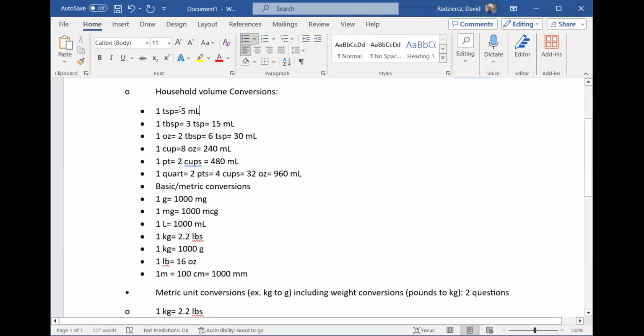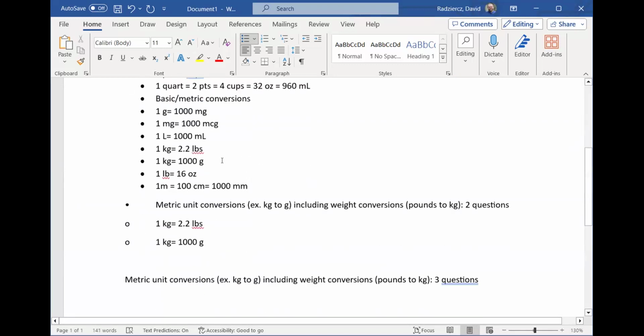You have a teaspoon that equals 5 ml. You have a tablespoon that equals 3 teaspoons, which equals 15 ml. An ounce, which equals 2 tablespoons, which equals 6 teaspoons, which equals 30 ml. So we get a little bit exhaustive with some of these things. A cup, which equals 8 ounces, which equals 240 ml. Pint, which equals 2 cups, which equals 480 ml. Quart, which is 2 pints, which is 4 cups, which is 32 ounces, which is 960 ml.